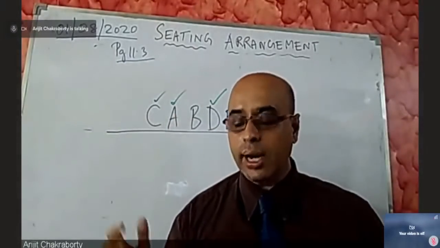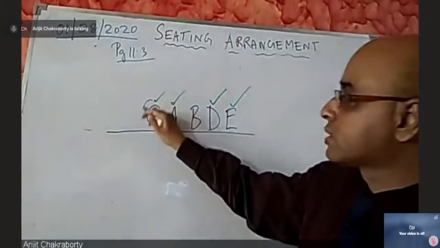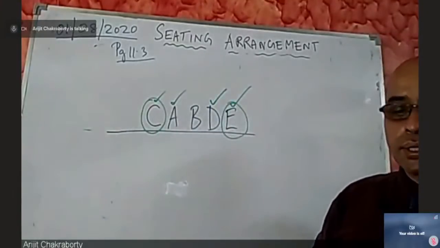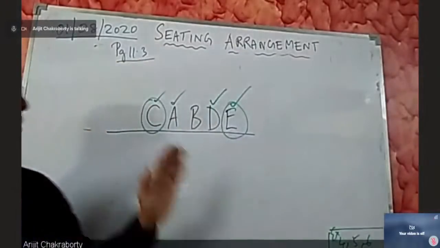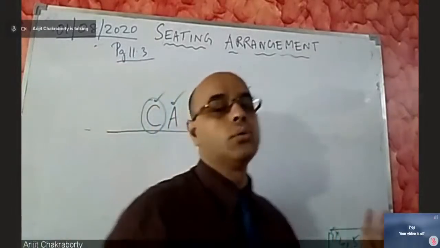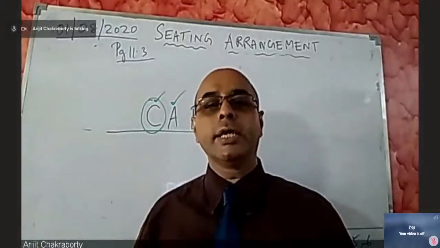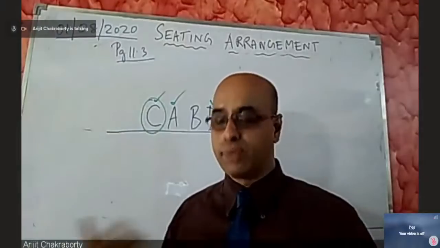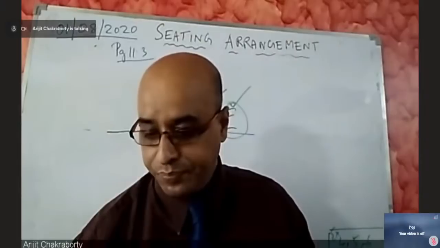So, who are at the extremes? The question is, who are at the extremes? You can understand the answer is C and E. So C and E, two of the friends, are seated at the extremes. So this is how, dear students, we try to frame and develop the seating arrangement given the conditions and given the facts and the information. I hope example 6 is clear.